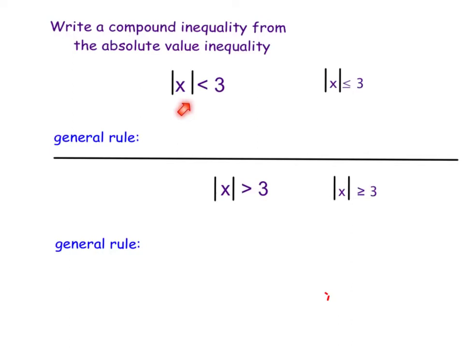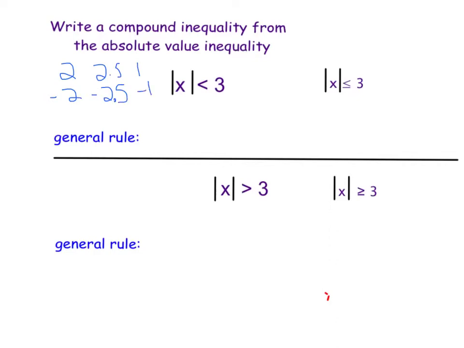What are some numbers that could fit in there? Well, the absolute value of 2 is less than 3. The absolute value of 2.5 is less than 3. The absolute value of 1 is less than 3, etc. But we could also have the negatives. The absolute value of negative 2 is less than 3. The absolute value of negative 2.5 is less than 3. The absolute value of negative 1 is less than 3.